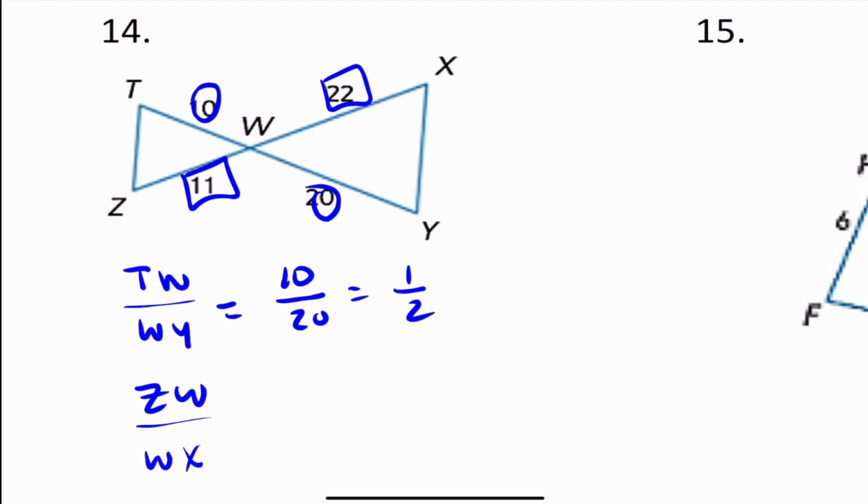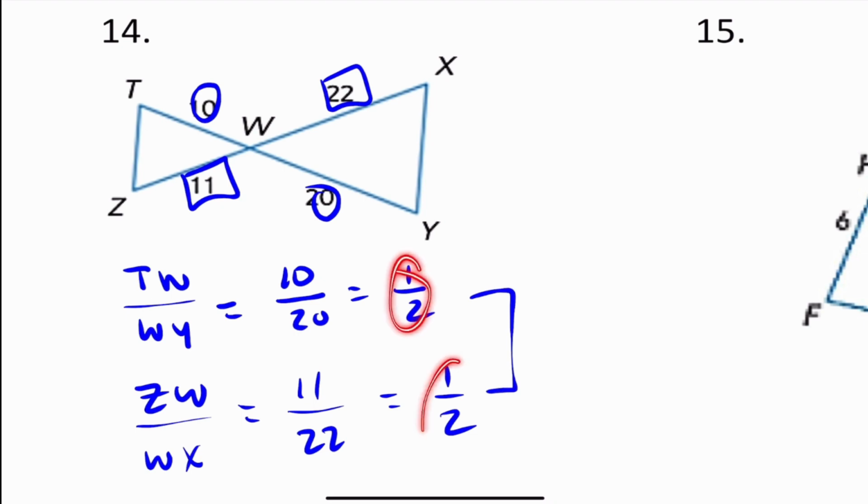So ZW over WX equals 11 over 22, which reduces to 1/2. So you can see that you have a 1/2 here and a 1/2 here. Those corresponding sides should be proportional to each other. In other words, if you have ratios that are equal to each other, then they should be proportional. Okay, is this enough information to tell me whether or not these two triangles are similar? No, we just have two ratios that are equal to each other. Not enough information. I have to look at one more thing.